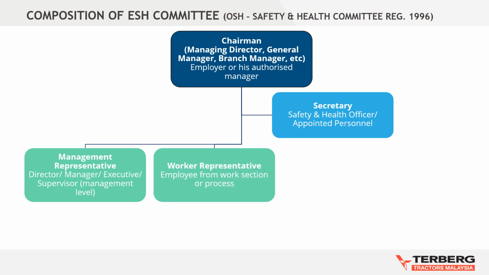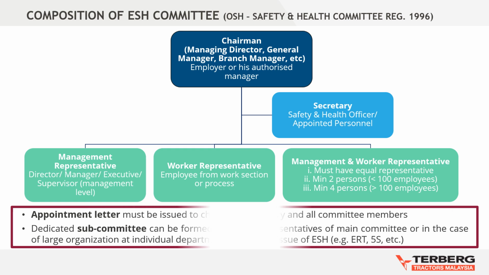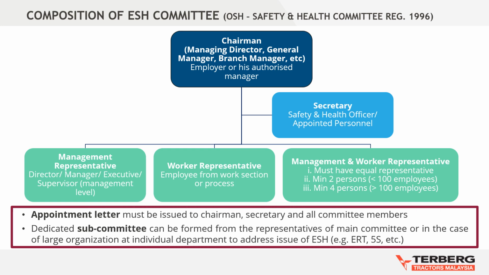It should be remembered that management and worker representatives must have equal representation. The total number of employees less than 100 people must have a representative of at least 2 people. A company with over 100 employees must have a minimum of 4 representatives from management and workers. The chairman, secretary and all committee members must be given a letter of appointment. A dedicated subcommittee can be formed from the representatives of the main committee or, in the case of large organizations, at the individual department, to address the issue of ESH, e.g.